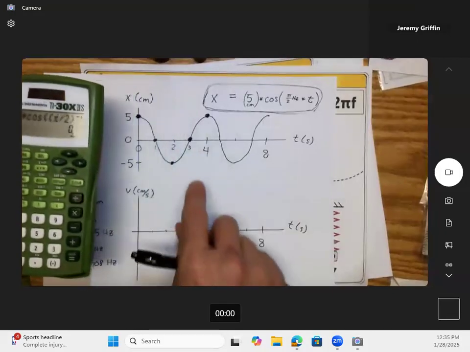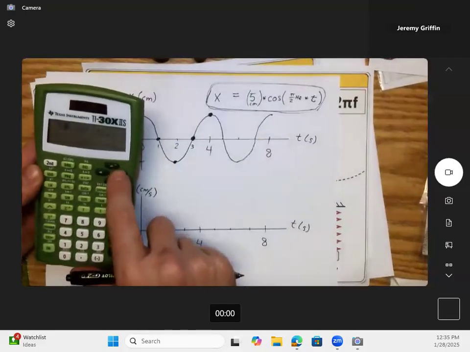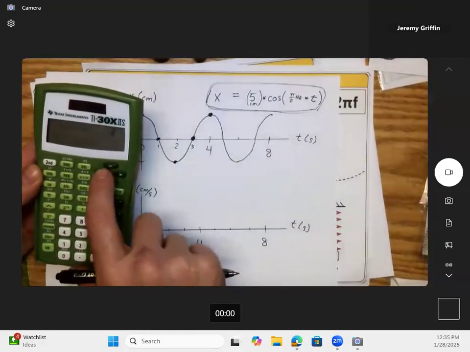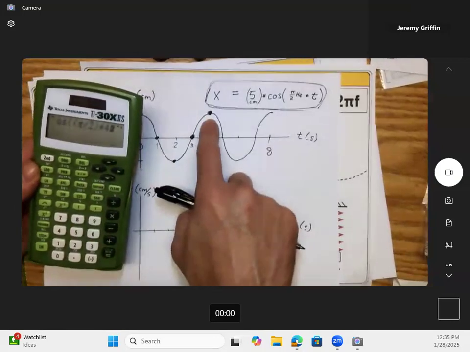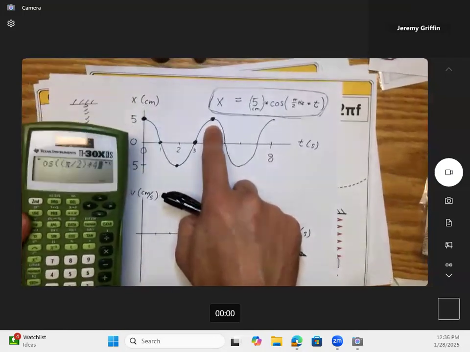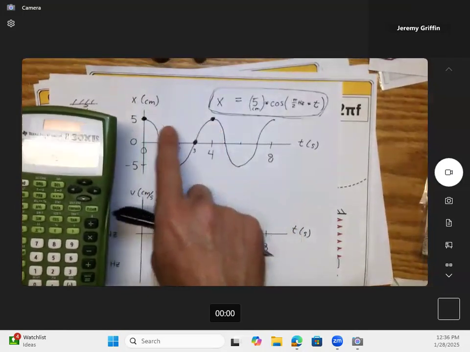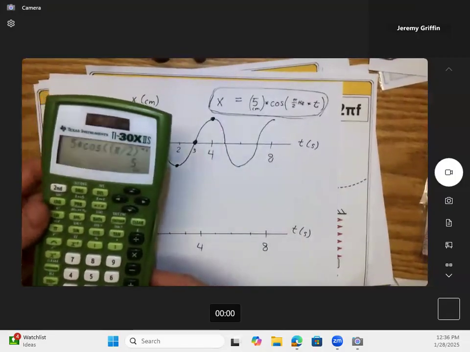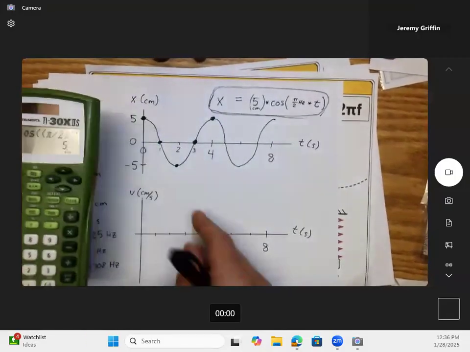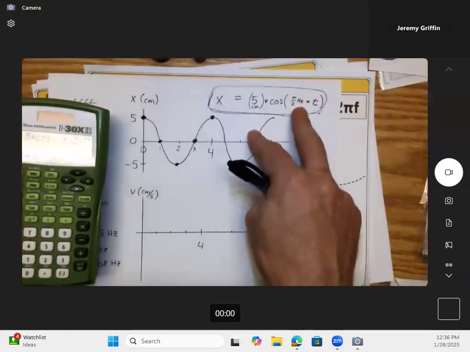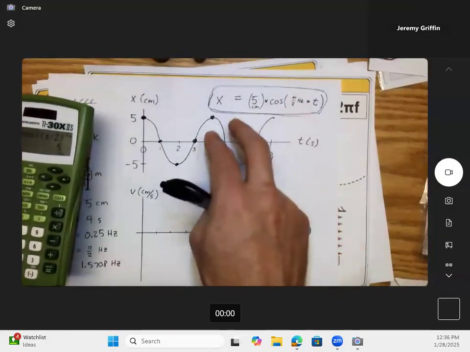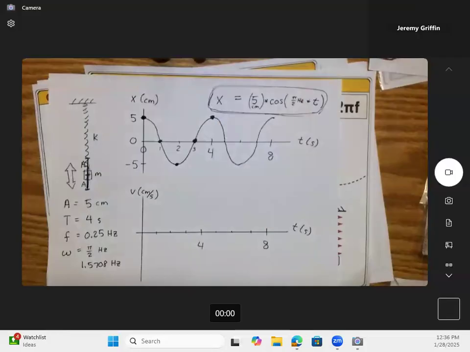How about if I scroll up, scroll over, and where the 3 used to be, I'm going to put a 4 for 4 seconds. Now when I hit enter, what should I get? Yeah, 5, as in 5 centimeters. Hey, it is 5. Look at that. Again, you can pick any point. You guys see how this equation definitely describes that curve? I know we did a couple points, but you could do any point on the line.